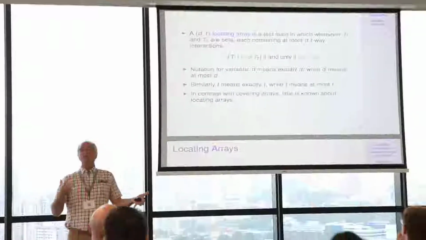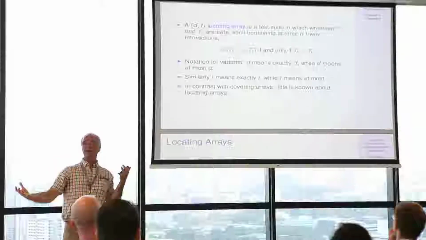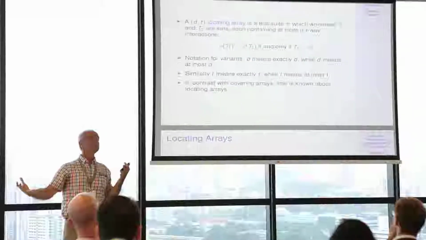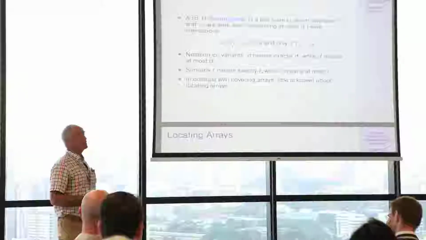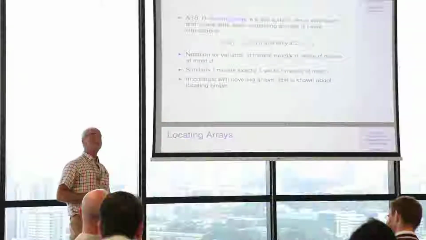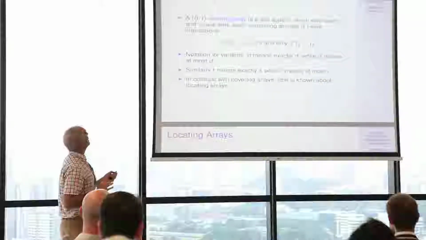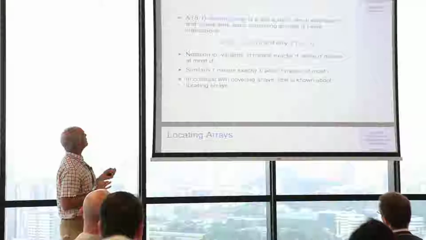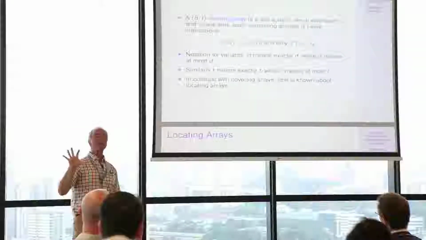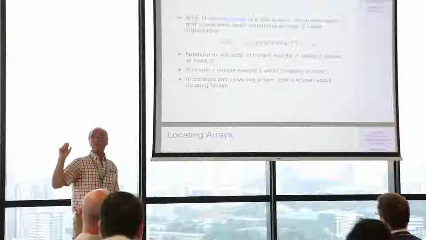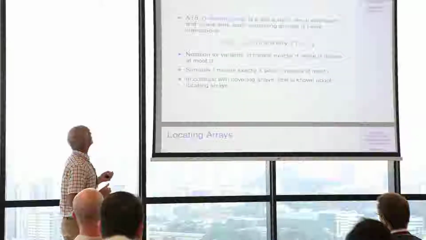Well, imagine you've got 2 different sets. If those 2 sets of interactions appear in exactly the same set of rows, each containing at most D T-way interactions, that must happen if and only if they're the same set of interactions. So if you take 2 different sets, they must appear in different rows.